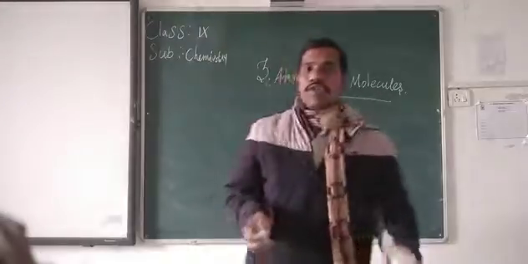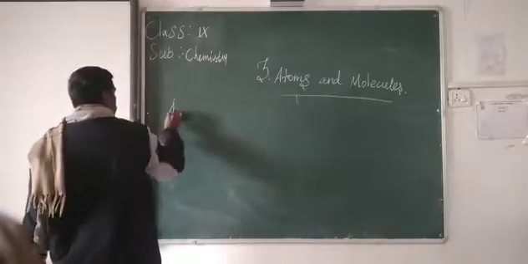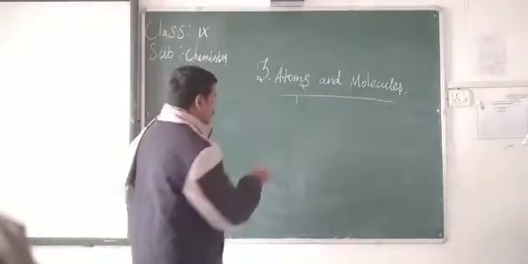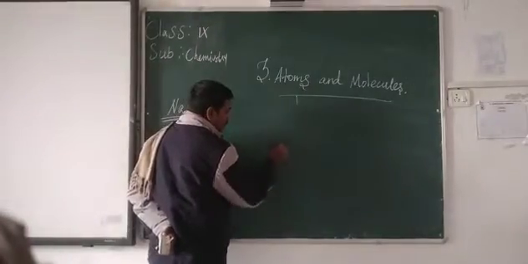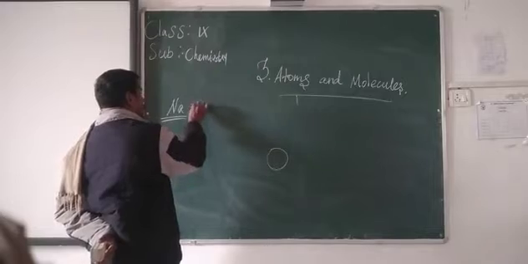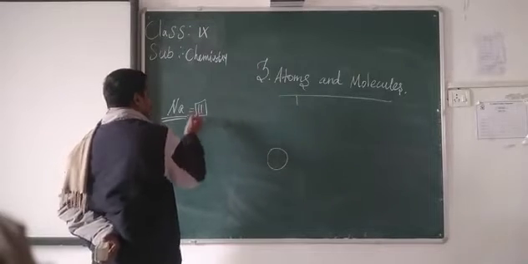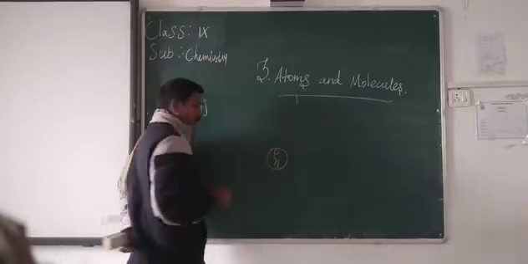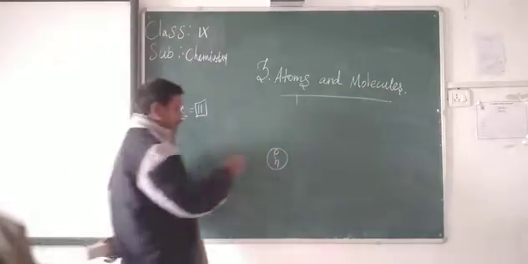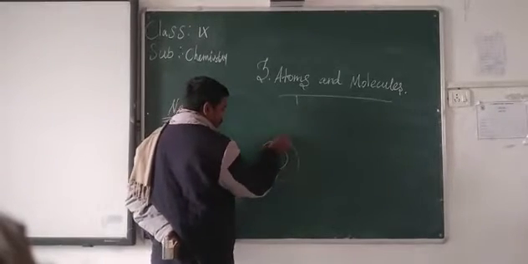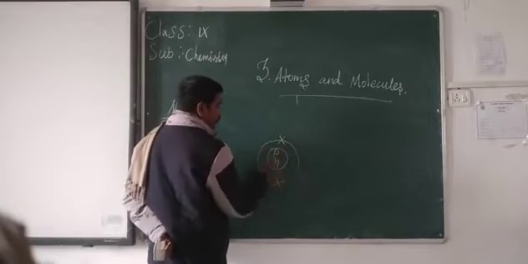For example, let's take sodium. What is the atomic number of sodium? Sodium has atomic number 11. So protons and neutrons will be present in the nucleus, and around it the electrons will be present. In the first shell there will be 2 electrons.